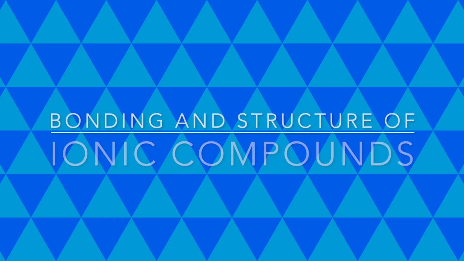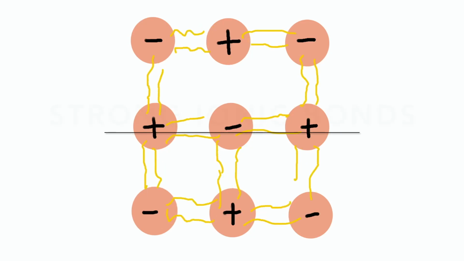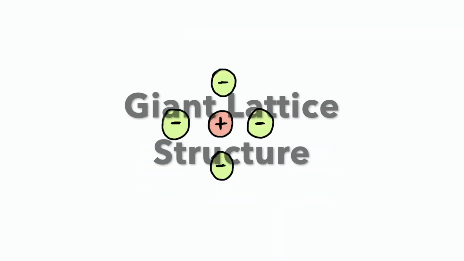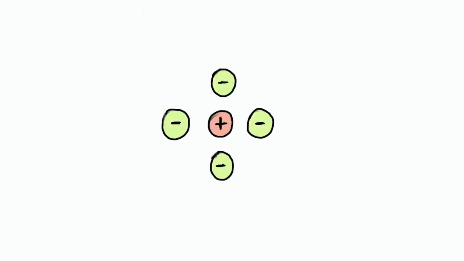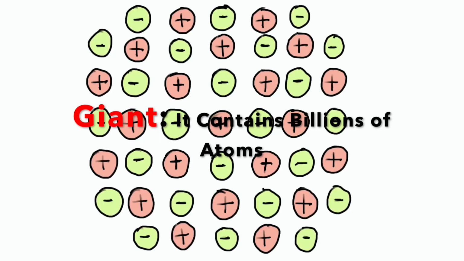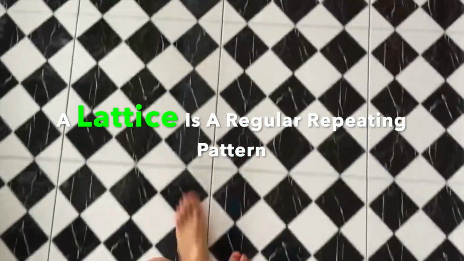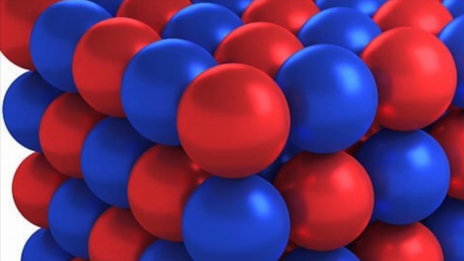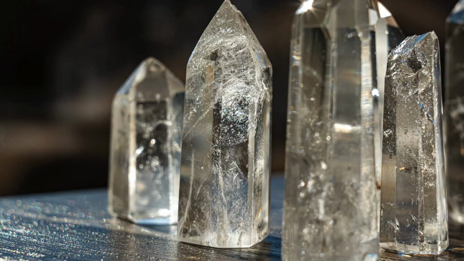Let's start off by looking at the bonding and structure of ionic compounds. Ionic compounds have strong ionic bonds between the ions. These are strong electrostatic forces of attraction. Ionic compounds have something known as a giant lattice structure. We say that the structure is giant because it contains billions of atoms, and it is a lattice structure because a lattice is a regular repeating pattern. Ionic compounds have this giant three-dimensional ordered structure, which is why they form crystals in the solid state.